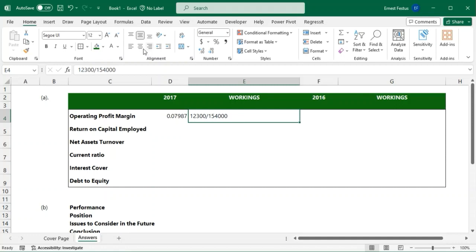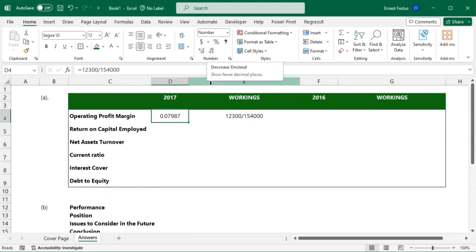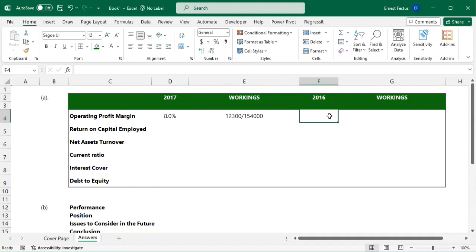Let me center align it. I can also center align this, and I'm going to format this. This is supposed to be a percentage. This is a margin. Margin is in percentages, so I'll format it as a percentage, and then I'll increase it to 1 decimal place. All right. So that is it for 2017, and then I'll do the same for 2016.